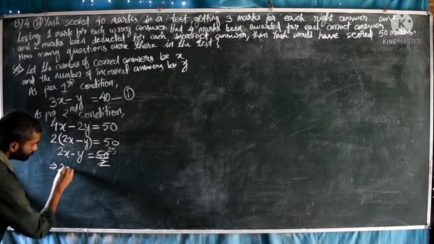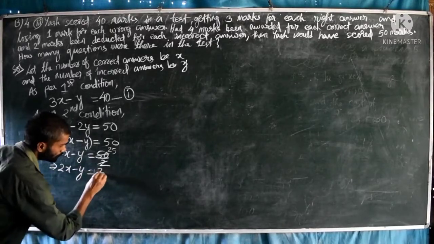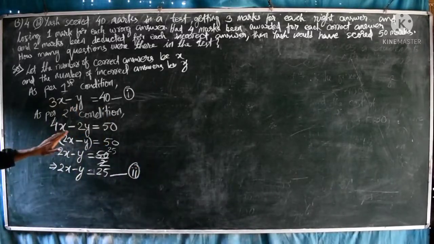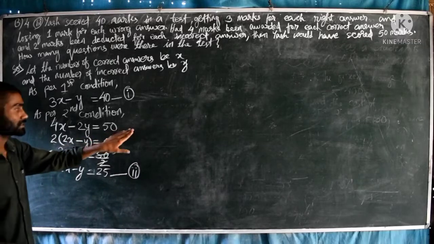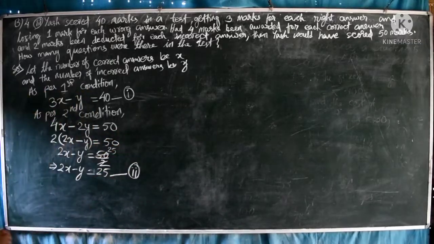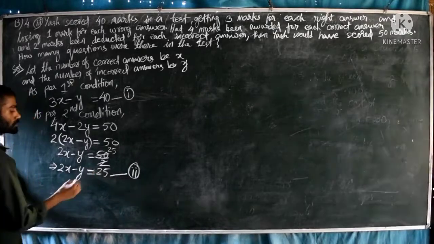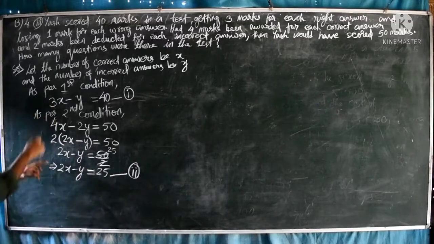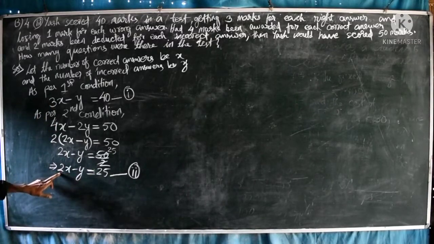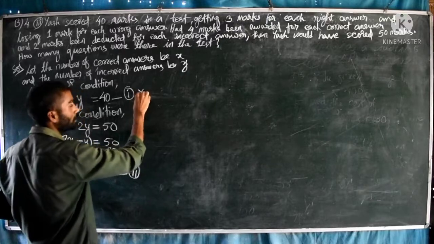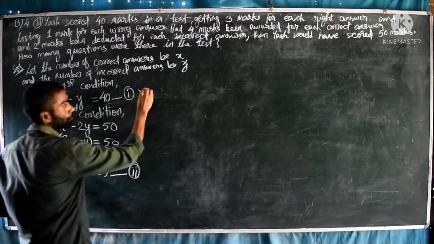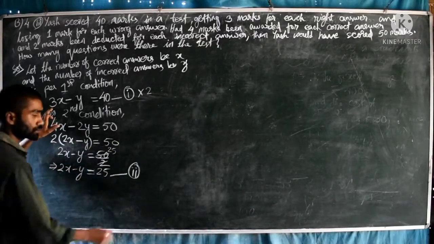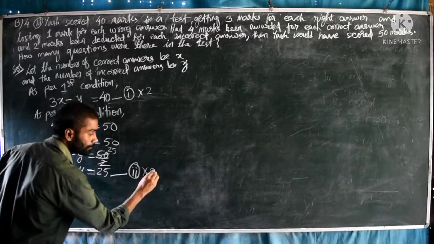Now 2x minus y is equal to 25. We can name it as equation 2 here, or else we can solve it here also, no problem. We can name it here itself as equation 2 and then we can solve it. Now we will solve by using the elimination method. So here the coefficient of x in equation 1 is 3 and in equation 2 it is 2.